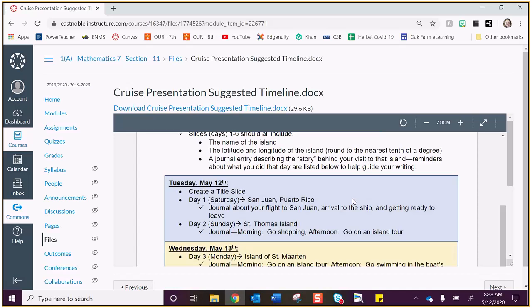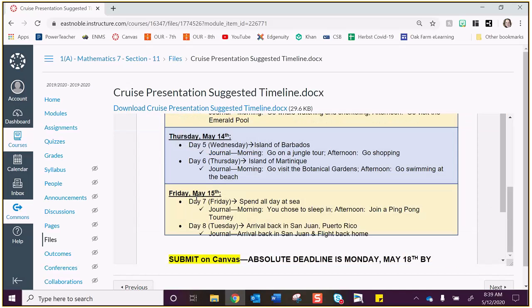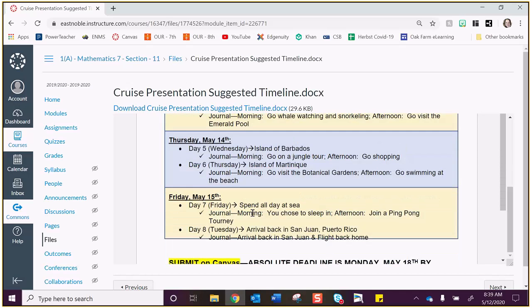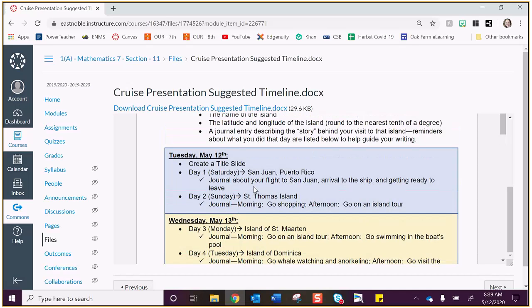So today is Tuesday. We have Tuesday, Wednesday, Thursday, and Friday for your timeline. But we're just going to go over today, and then I'll show you a sample slide that's not what you would do because it's not for one of the islands we're visiting. We did a sample slide on a different island.